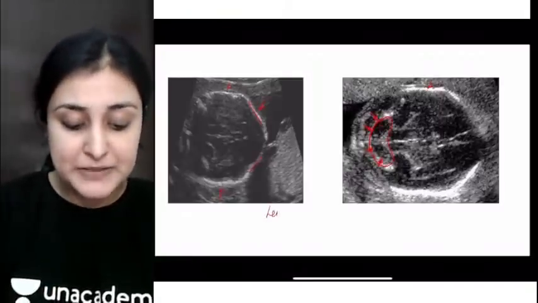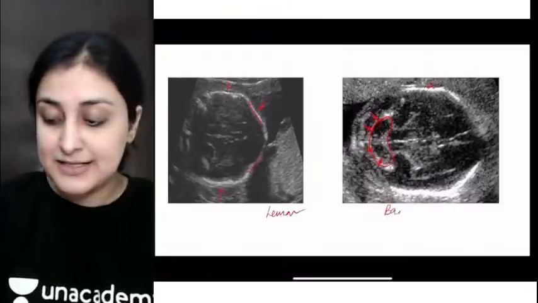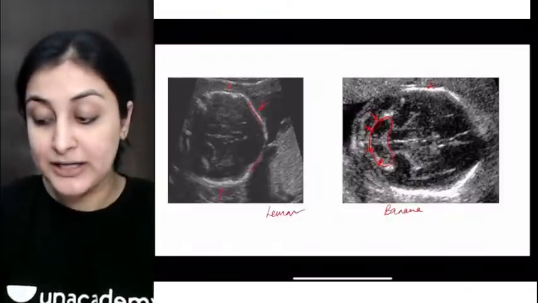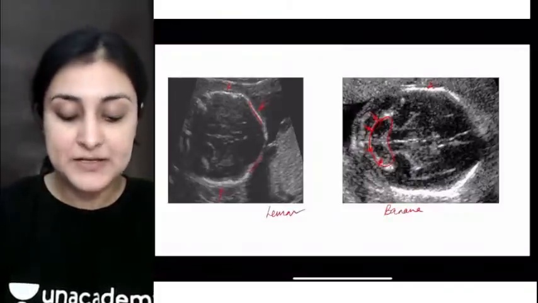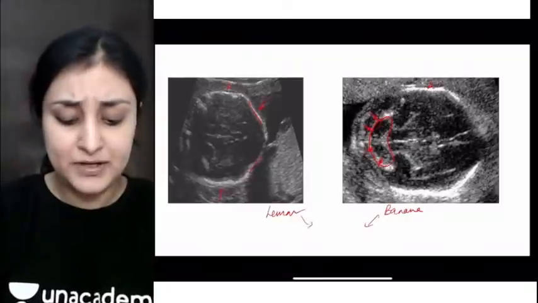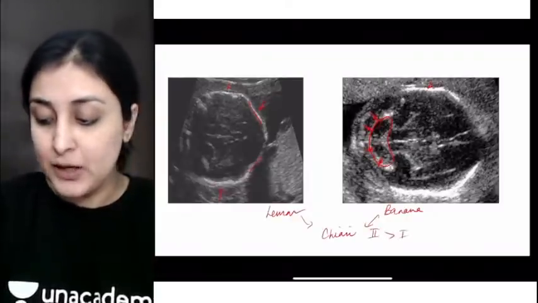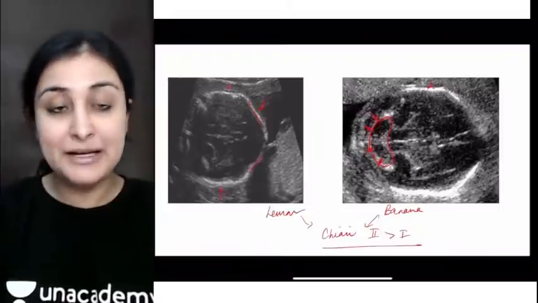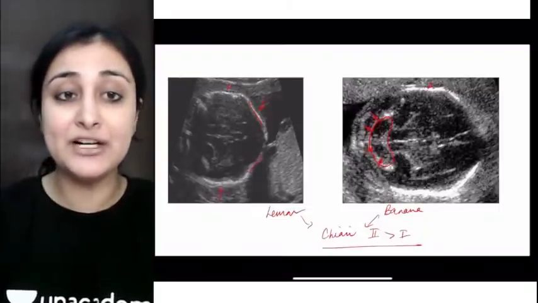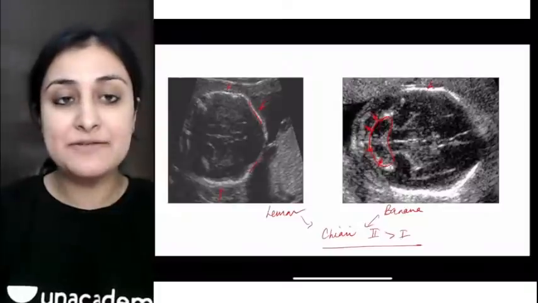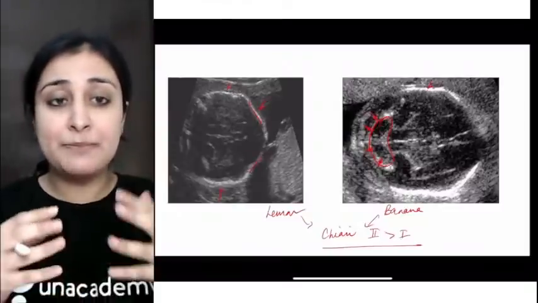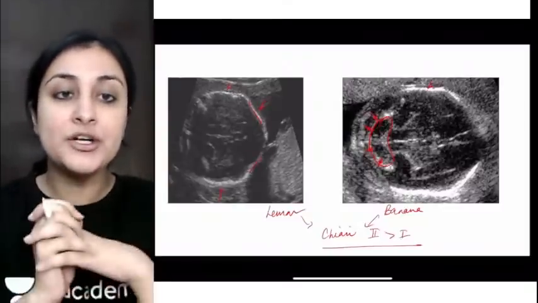So these are your famous signs, lemon and banana sign, which are associated with what? Which are associated with spina bifida. Don't say that, say Chiari malformation 2 more than 1. All right, so say spina bifida, I knew it. Spina bifida is a very, very non-specific term which just represents that the neural arch is not closed.